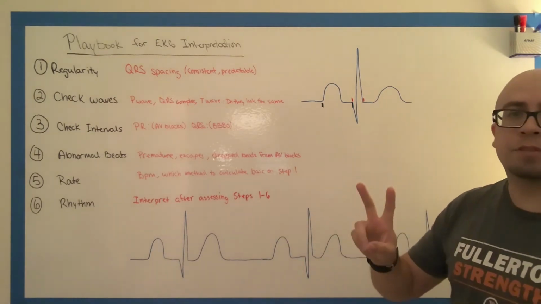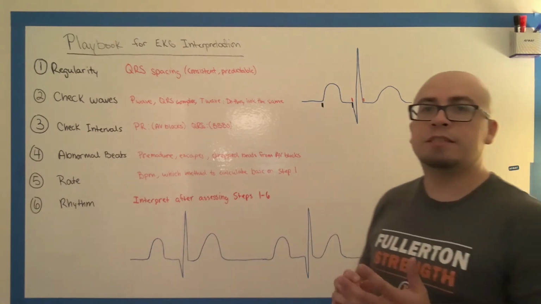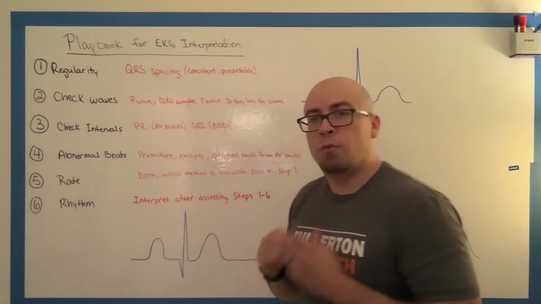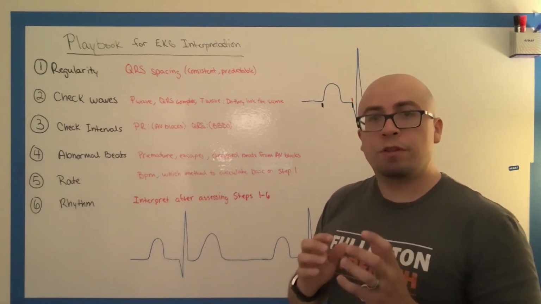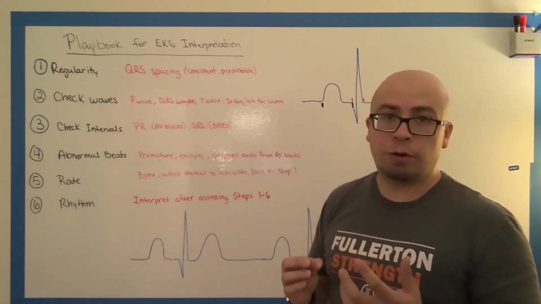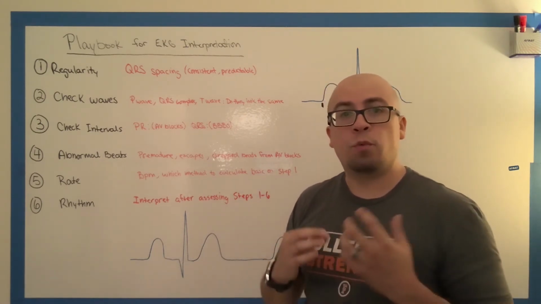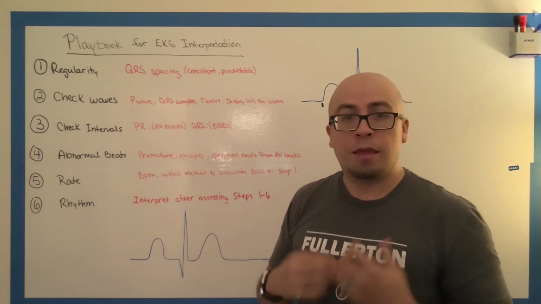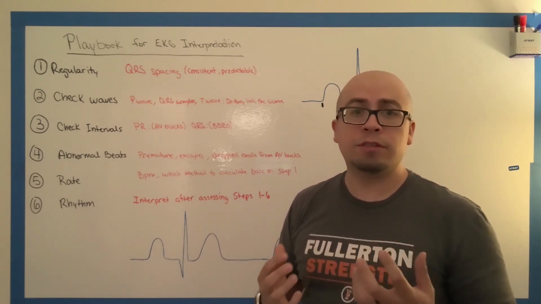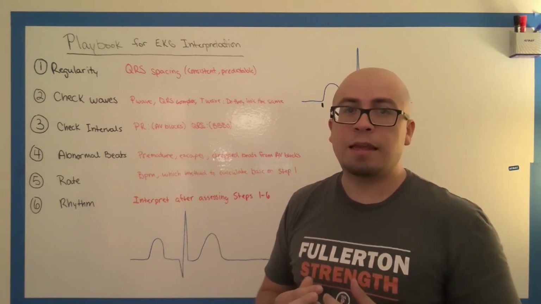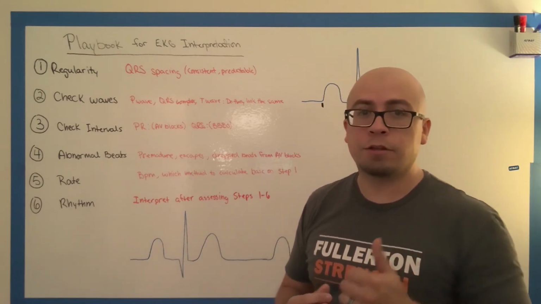The second step, step number 2, is to identify your waves. We're going to check for all of your waves. The really important one to look for is your P waves, because P waves give us more information about where the signal is originating from. If we have a P wave and that P wave looks the same in every single beat we come across, then it's safe to say that it's coming from the sinus node, and that's a good thing.